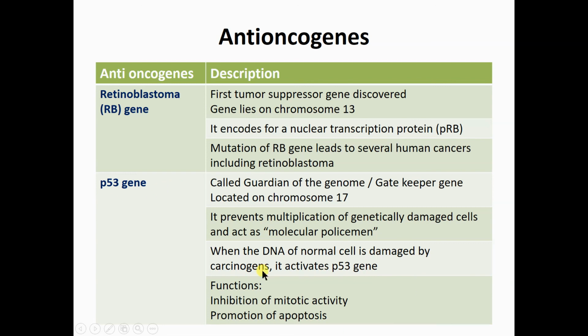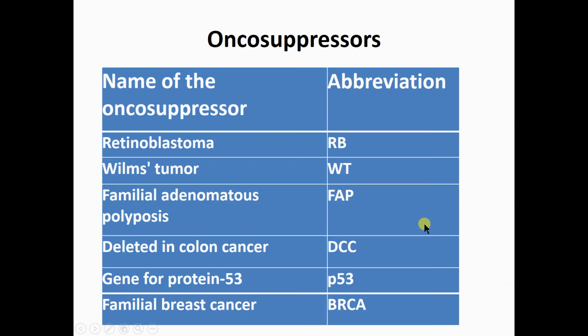So the p53 gene has two important functions. One is inhibition of mitotic activity, and the other is the promotion of apoptosis. So these two genes are very important because they prevent the growth of damaged cells or normal cells when it is not required.